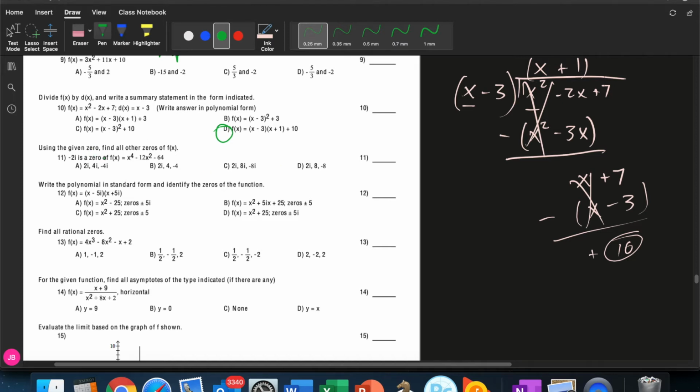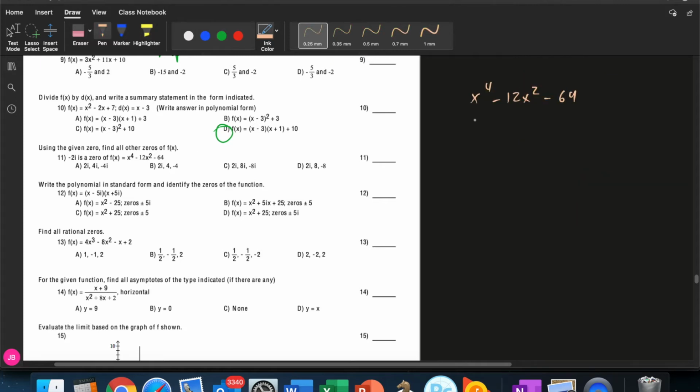Okay, now this one says, using the given zero, find all other zeros of f of x. So we have x to the fourth minus 12x squared minus 64. In this case, what you would want to do is use that little math trick, a is equal to x squared, where you replace your x squared with another variable so that you can turn this into a quadratic equation. So you say, okay, this is a to the second power minus 12a minus 64. And now you can factor this a lot easier.